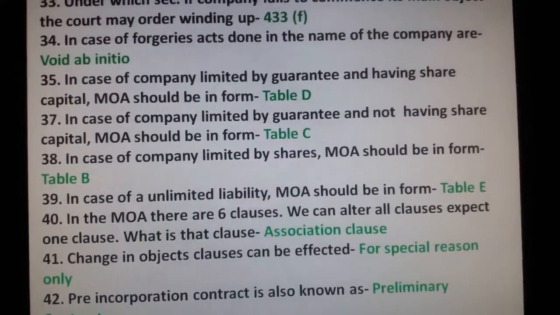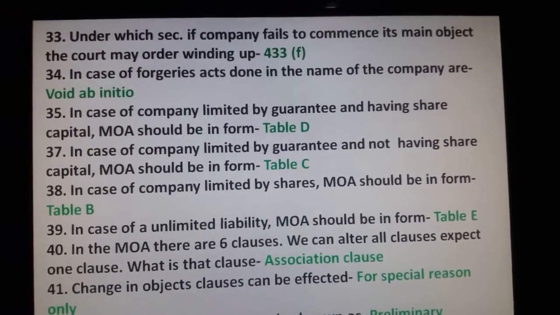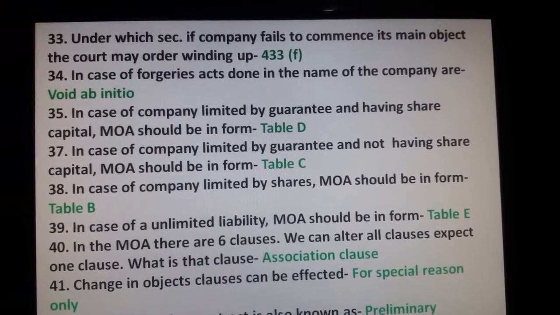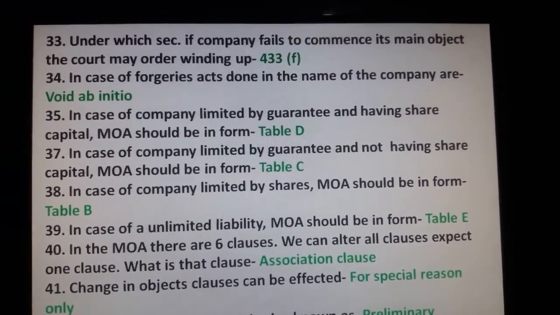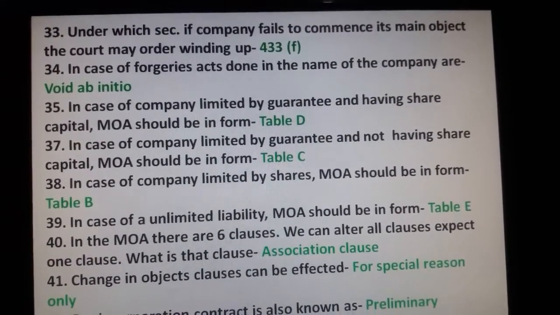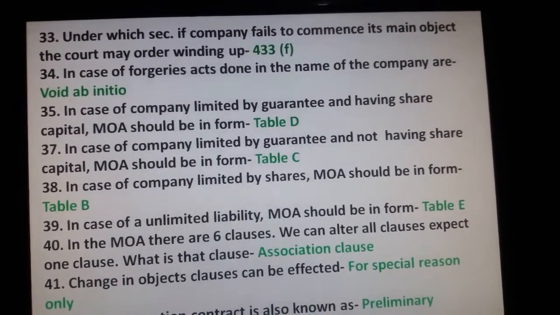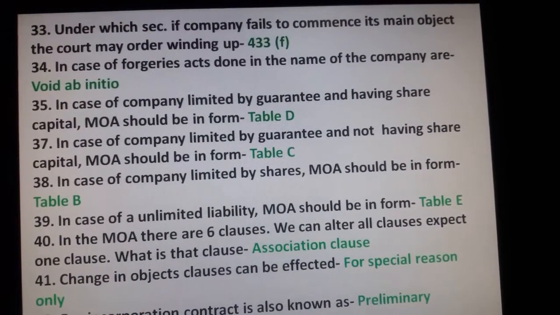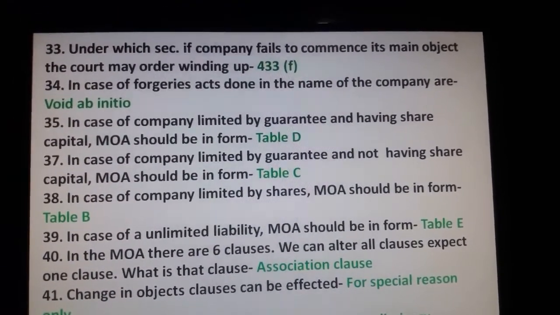NCLT. Question number 33. Under which section, if company fails to commence its main object, the court may order winding up? 433F. In case of forgery, act done in the name of the company are void ab initio.